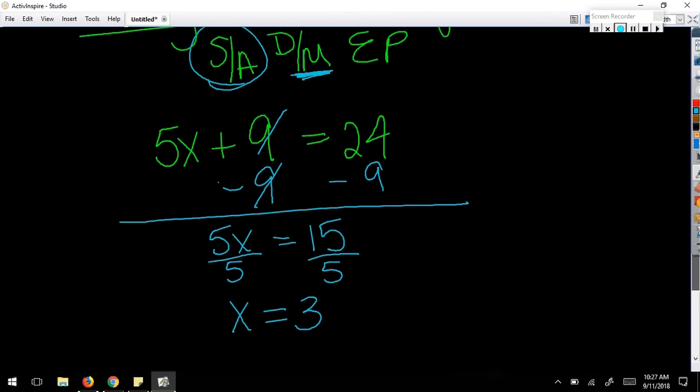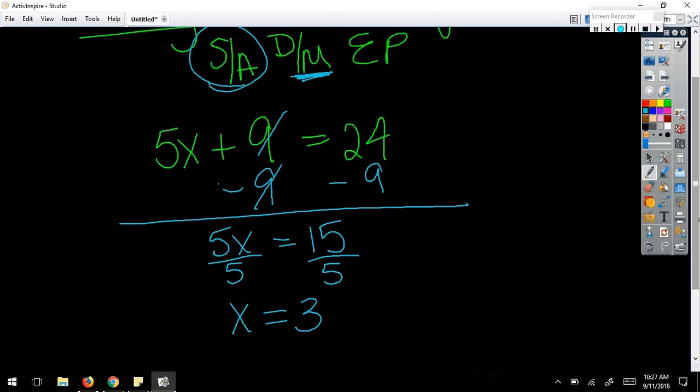What numbers do you put on the bottom? Well, it has to be this same number, because it's got to cancel out. We're trying to cancel out.